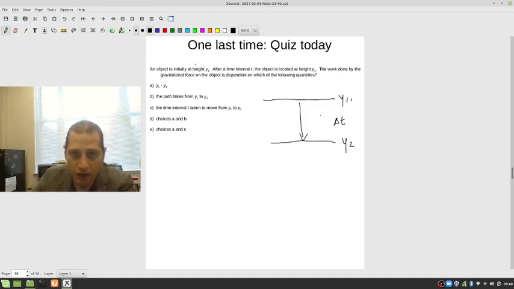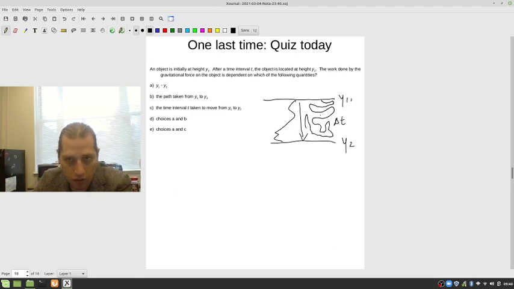It asks, the work done by the gravitational force on the object is dependent on which of the following quantities? Is it the difference between these two heights? Is it the path taken between there? So you could take lots of different paths. You can go back and forth. Is it the time interval taken from y1 to y2? Choices A and B, choices A and C. What are we going to say?